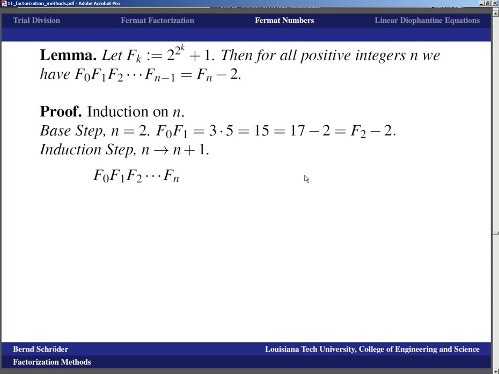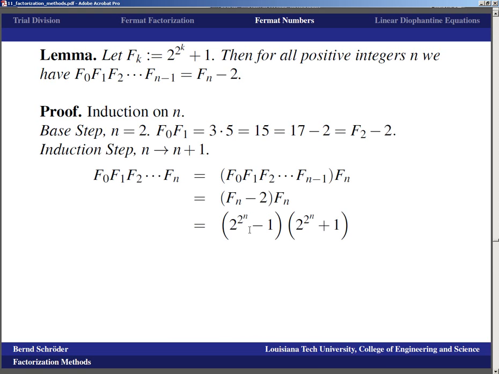Okay, so now the induction step takes the product, does what we usually do with a long product. It splits off the first n minus 1 factors, which are the nth Fermat number minus 2, times fn, and now we just write it out.